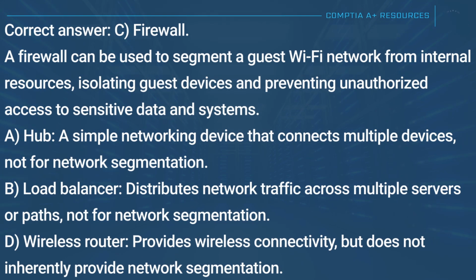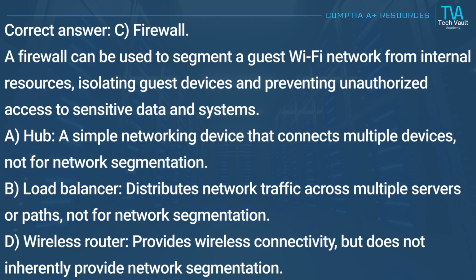Correct answer, C, Firewall. A firewall can be used to segment a guest Wi-Fi network from internal resources, isolating guest devices, and preventing unauthorized access to sensitive data and systems. A, Hub, a simple networking device that connects multiple devices, not for network segmentation.